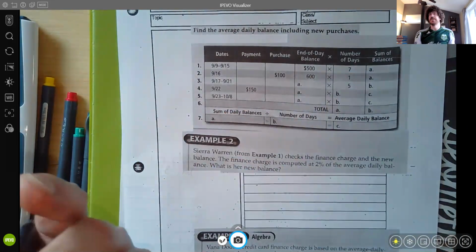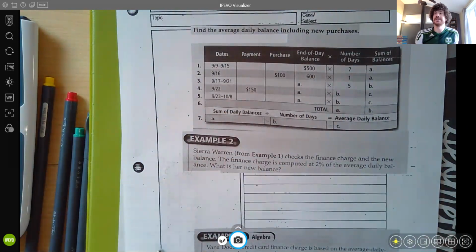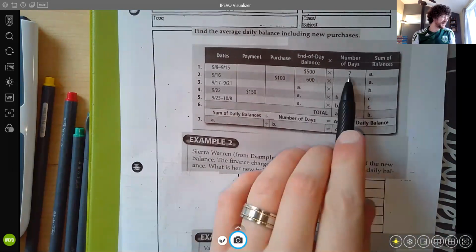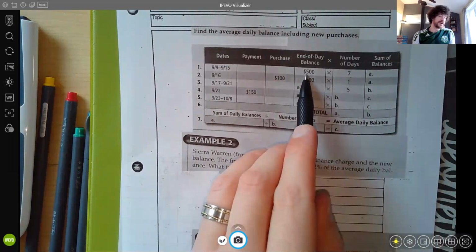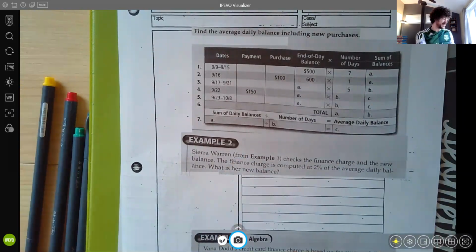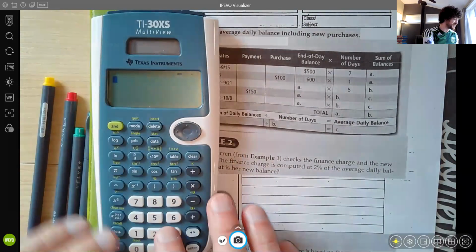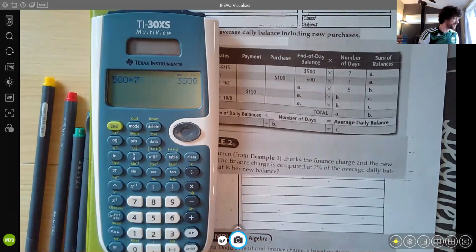Sometimes a billing cycle is not something that happens from the beginning of a month to the end of the month. Sometimes it can go from mid-month to mid-month or whenever. So the first 7 days of the billing cycle are at $500. That should end up being $3,500. Just to verify, 500 times 7 is $3,500 for the sum of the balances there.